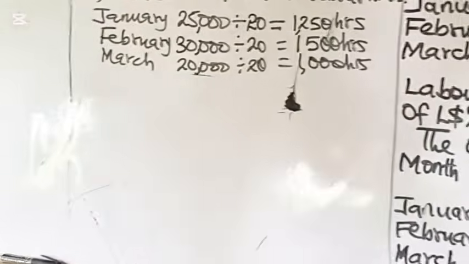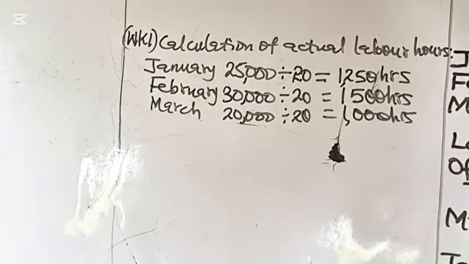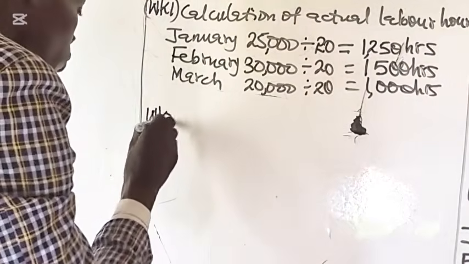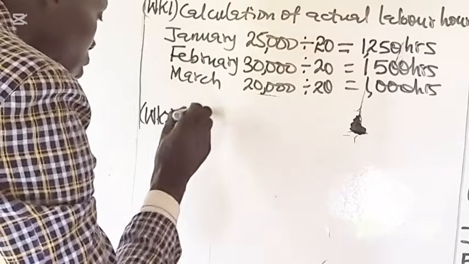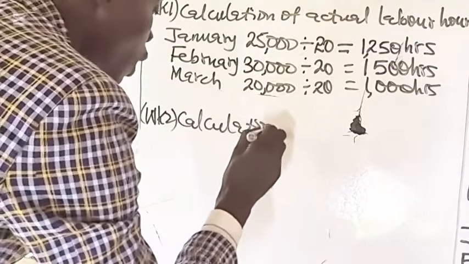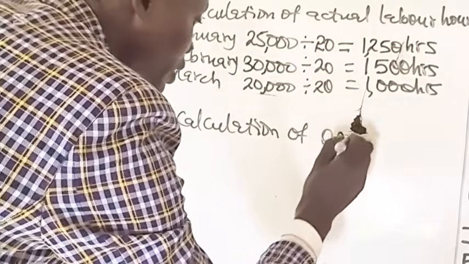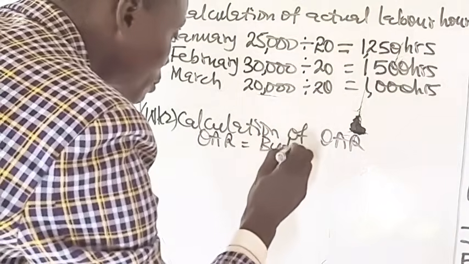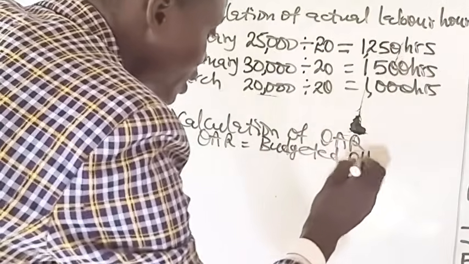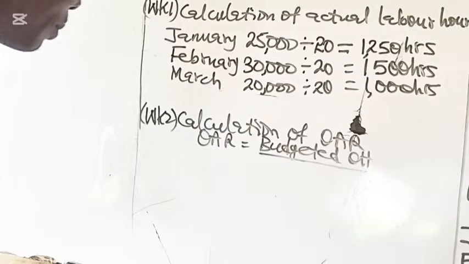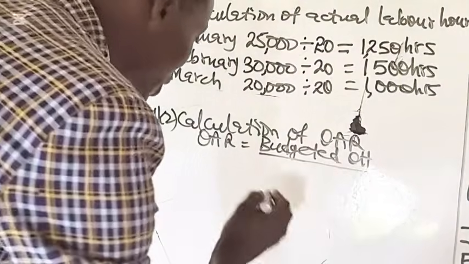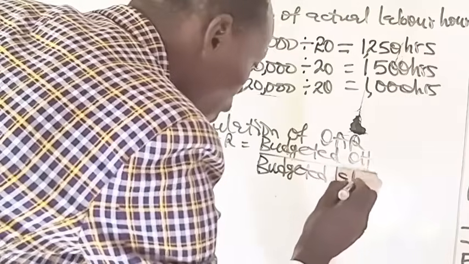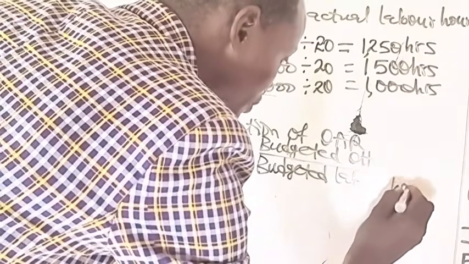Now, let me have that as working number 2. Calculation of overhead absorption rate. Working 2. Remember, overhead absorption rate equals budgeted overheads over budgeted level of activity. And the level of activity is labor hours. So that means you have budgeted labor hours.